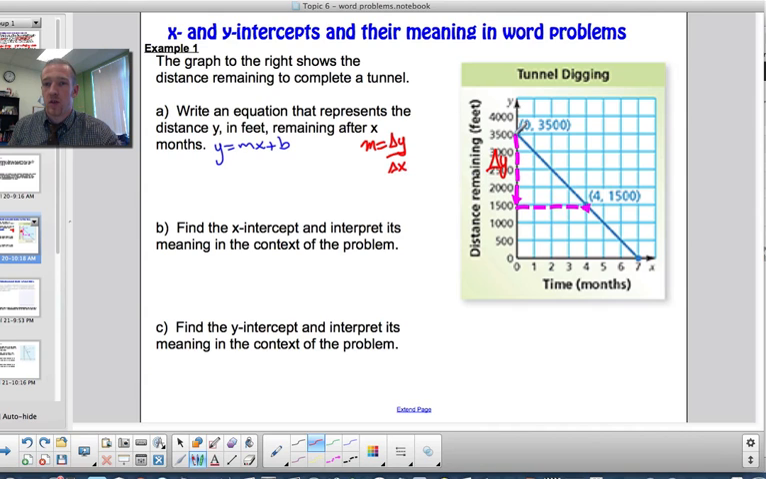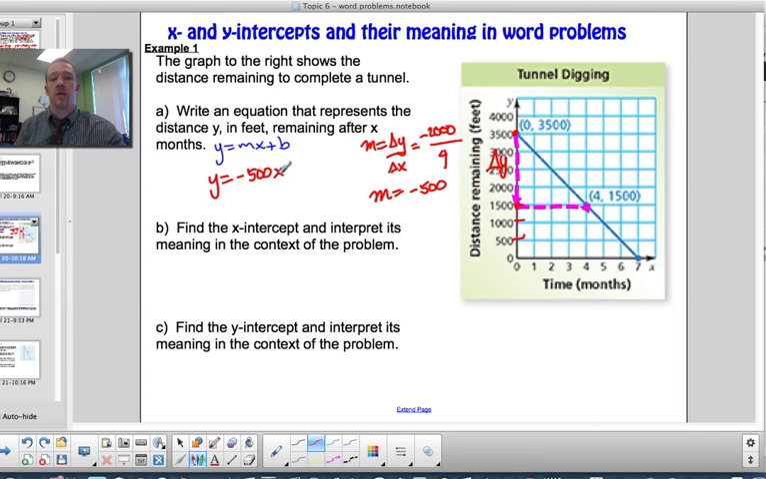Here, the change in y is from this point to that point. Now, it only goes down 4 boxes, but each of those boxes represents 500. Or you can see it goes from 3,500 to 1,500, and that's a change of negative 2,000. It goes down 2,000. And then it goes over 4 months, so it's a positive 4 for the change in x. So that simplifies to our m is a negative 500. 2,000 over 4 is 500.